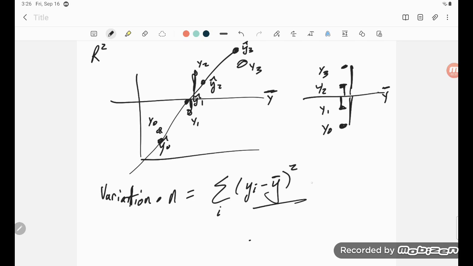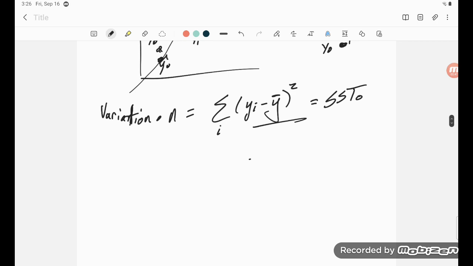So we can also call this the sum of squares total, or maybe TO, just to make sure we've got total, because there's also something called sum of squares treatment. Okay, so we've got that.